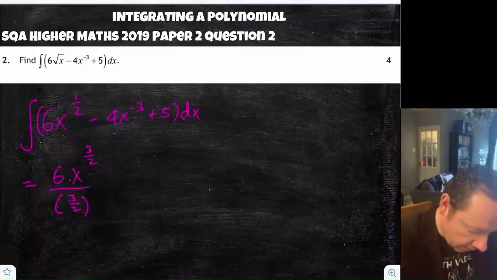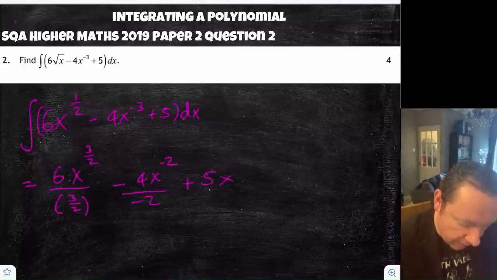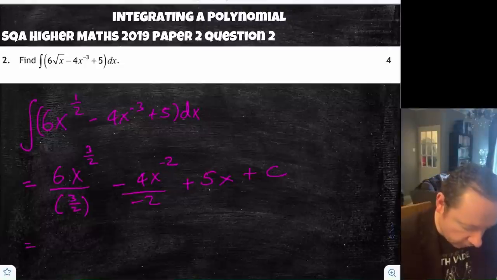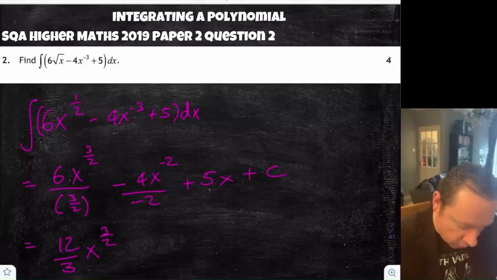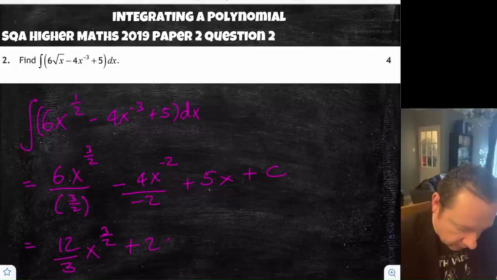And then minus 4x to the minus 2. Minus 3 add 1 is minus 2, so divide by minus 2. Then plus 5x. And then remember to add your c. Okay, dividing by a fraction is the same as times by its reciprocal. So I can just do 6 times 2 is 12, so that's 12 over 3, x to the 3 halves. 4 divided by 2 is 2, and minus divided by a minus is a plus, so plus 2x to the minus 2, plus 5x, plus c.